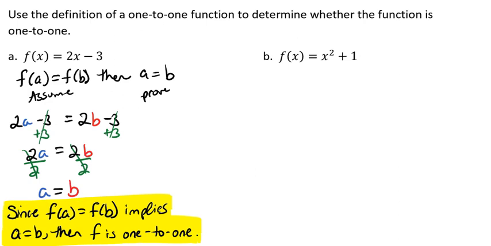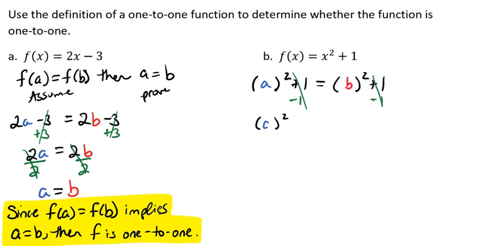Let's take a look at our second example. Here we have f of x equals x squared plus 1. We're going to start this problem the same way we started the last one. We're going to replace our x with an a and with a b, and then we're going to try and solve. I'm going to begin by subtracting 1 from each side, and that leaves me with a squared equal to b squared.